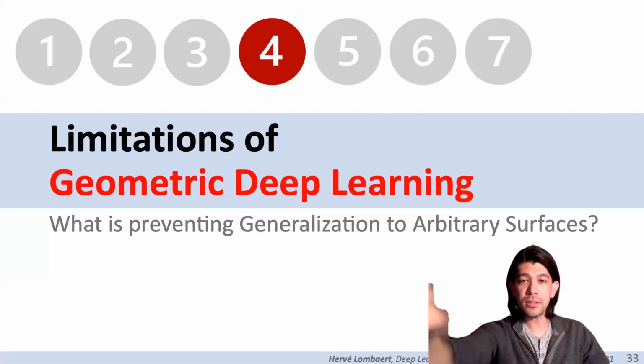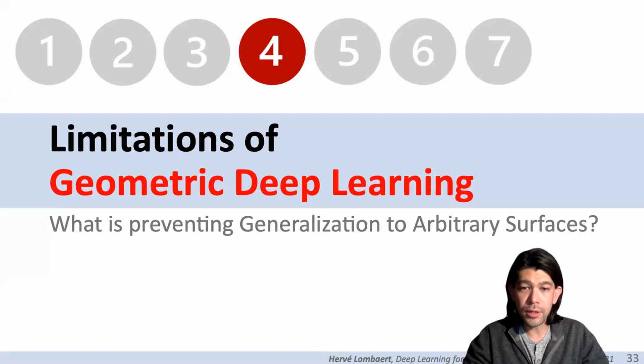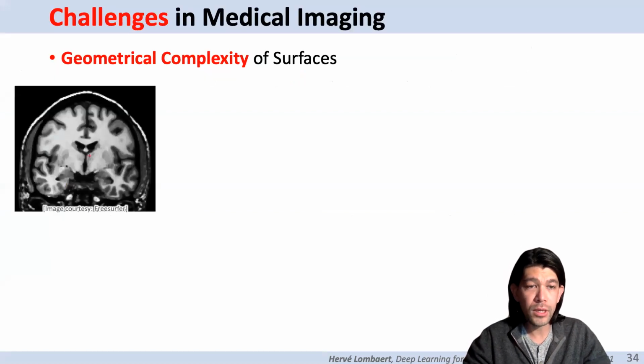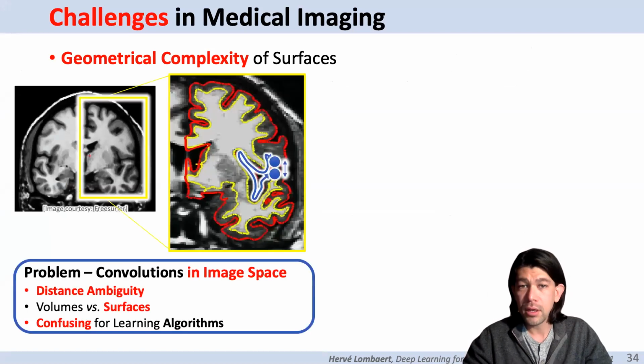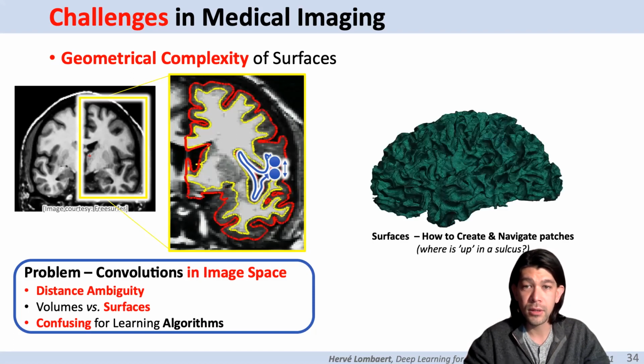So let's recap our limitations here. We showed that we have images, fine. We have algorithms on images. If we want to work on surfaces, highly folded surfaces such as the brain, we have an ambiguity on distances. Two points can be very close to each other in the volume, neighboring pixels. But if you look closely, the distance between those two points can be very, very far apart. That creates confusion for our learning algorithms.